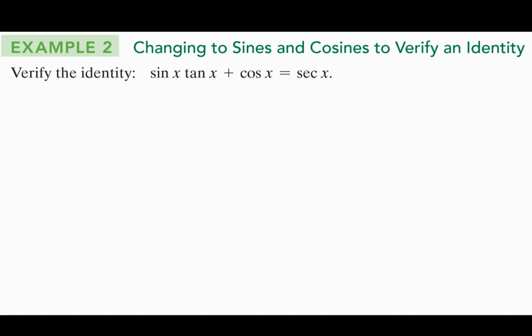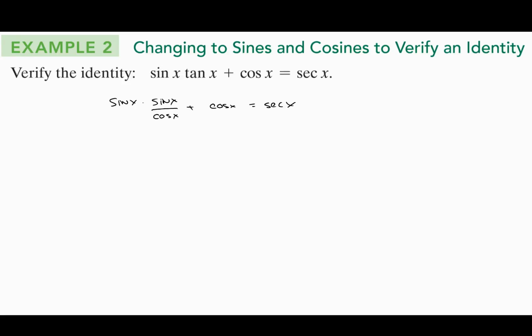Okay, let's try another one. Again, the easiest way to get started, and the one that usually works most often, is to change everything to sines and cosines. Sine is already a sine. Tangent is the sine over the cosine, plus the cosine is equal to the secant.